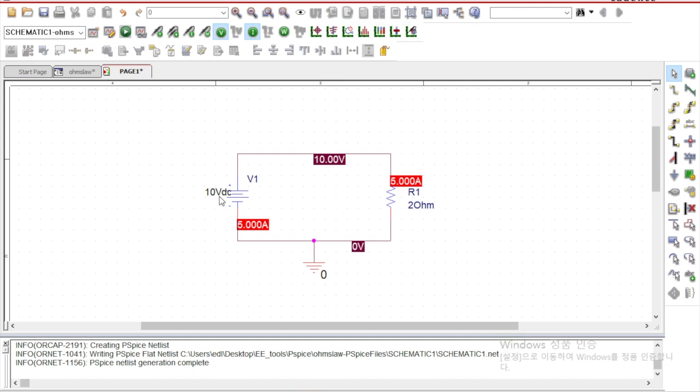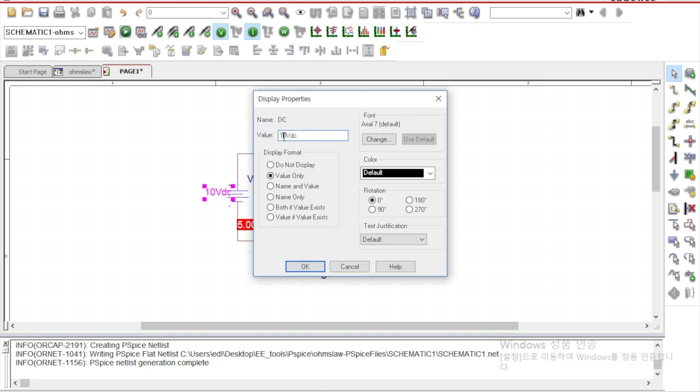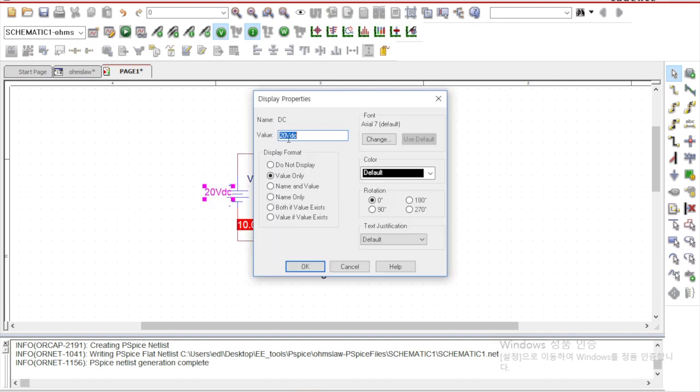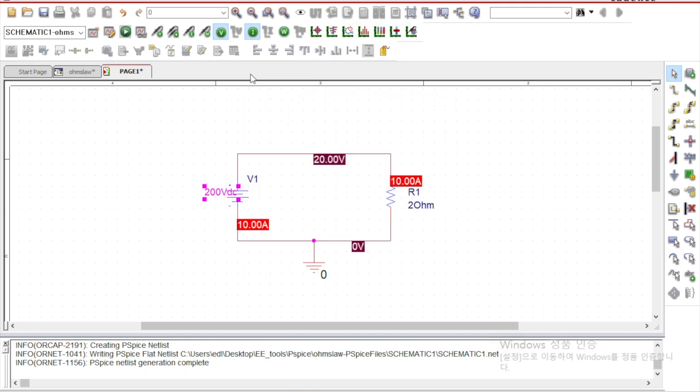Let us now double the voltage applied for the same amount of resistance, and run a simulation. We observe that the current that flows through the resistor doubles from 5 ampere to 10 ampere. And now if we increase the voltage tenfold and run the simulation, the current flowing through the resistor also increases tenfold. This is what Ohm's law states: the voltage across a resistor and the current flowing through it are proportional.